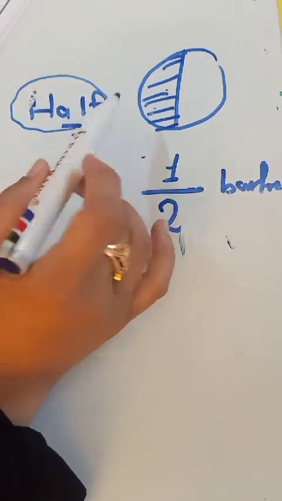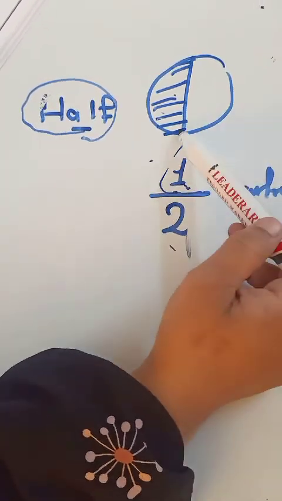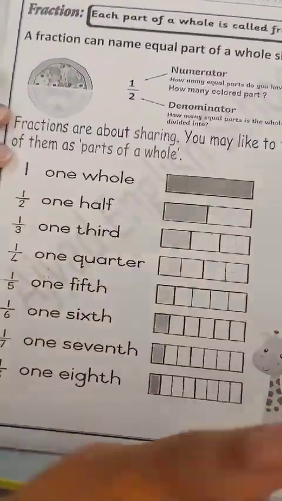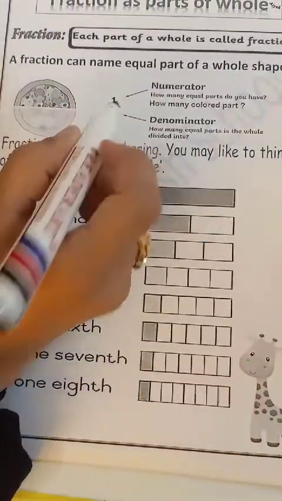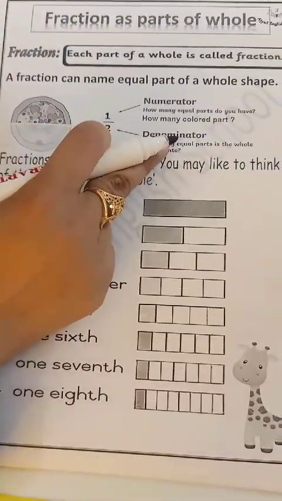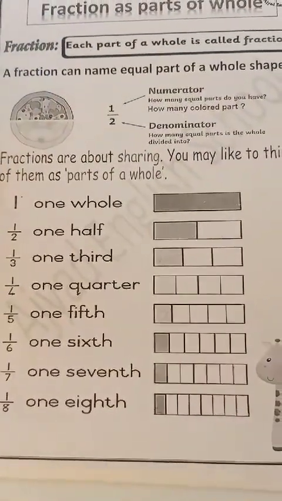And how to write it in words? Half. And how to color it? 1 in the upper part, in the numerator, so we will color one part only, like this. 1/2. Why? The colored part is 1 only, and in the denominator 2. Why? The all parts are 1, 2.